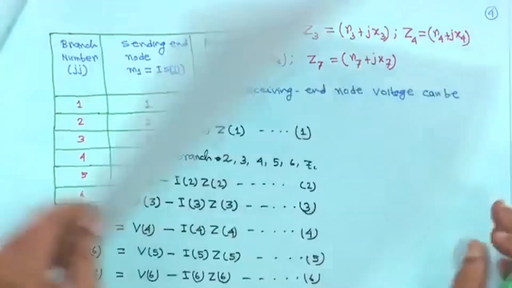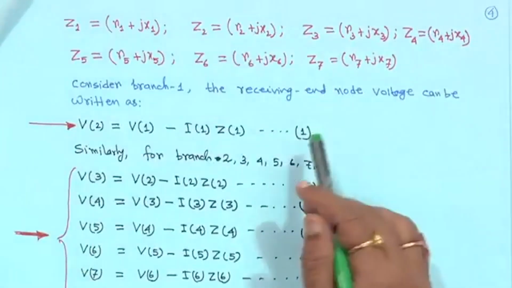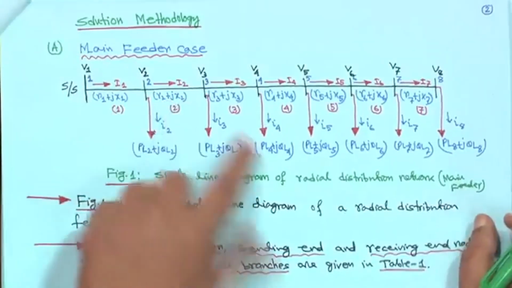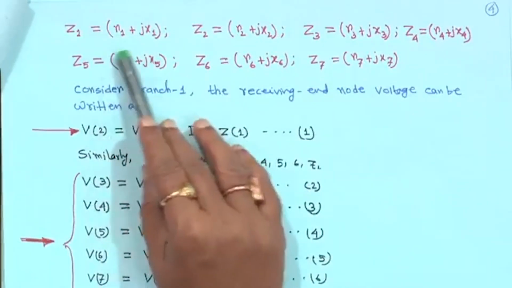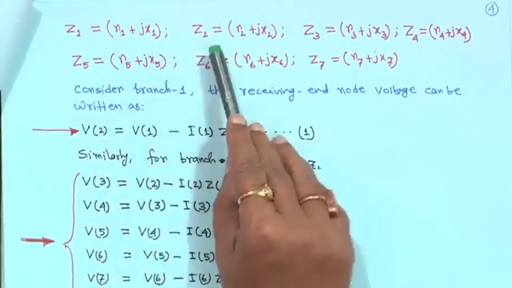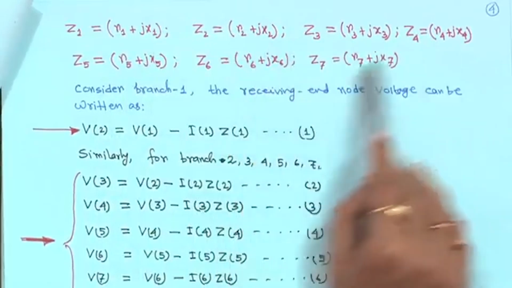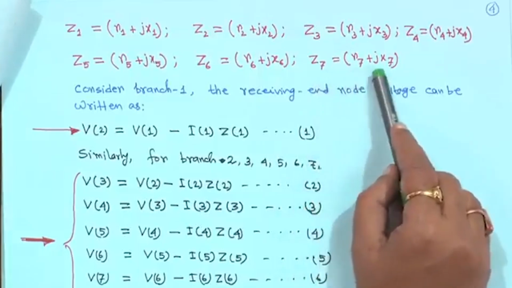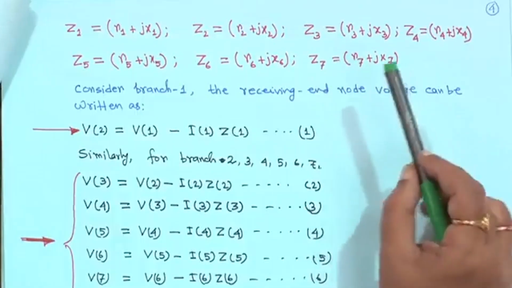Next is the impedance of the branch. These are all given: branch 1, branch 2, R1 plus jX1, R2 plus jX2, and so on. So, this is actually impedance, we are putting Z1 is equal to R1 plus jX1, Z2 is R2 plus jX2, and so on. There are 7 branches because there are 8 nodes. So, 7 branches, Z7 is R7 plus jX7, right.